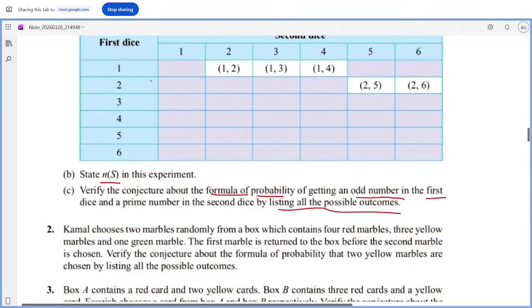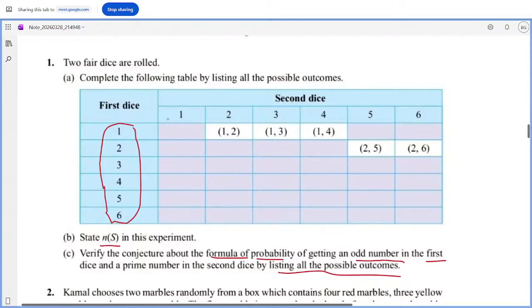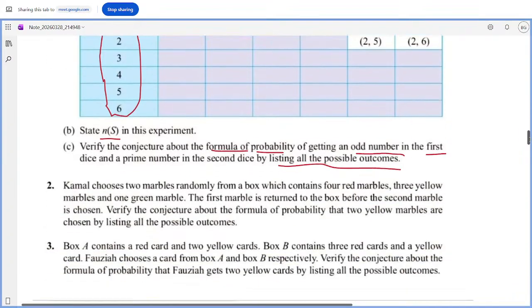Okay, guys, odd number. Can you list down for me among all these numbers here? Odd number is what? Just test your basics again. Very good. Odd numbers are 1, 3, and 5. That is for the first dice. Prime number, second dice. Can you list down prime numbers from 1 to 6? Yes, very good. You can identify 2, 3, 5 as prime numbers.